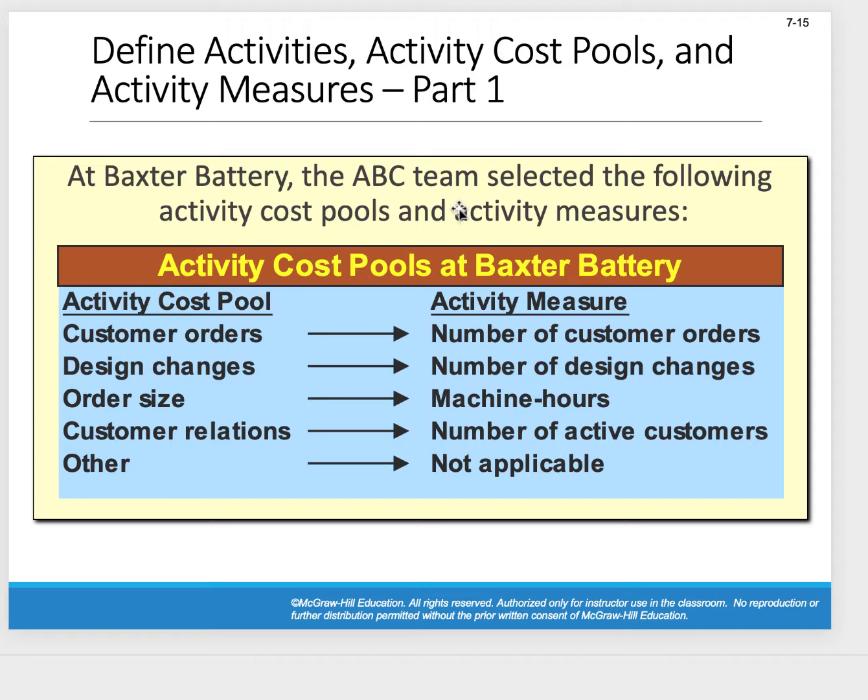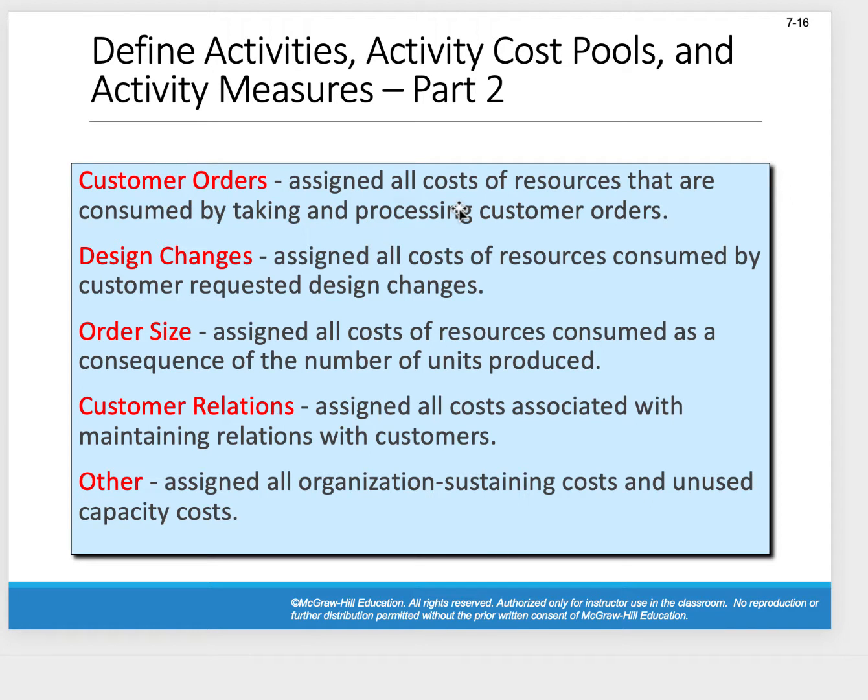That makes sense. The order size. We said that order size is pretty much a unit level activity, so we're going with machine hours as the activity measure for that. Customer relations is a customer level activity. Notice the activity measure is the number of active customers we have. Great. So we did step one, which was to define the activities, activity cost pools, and the activity measures.